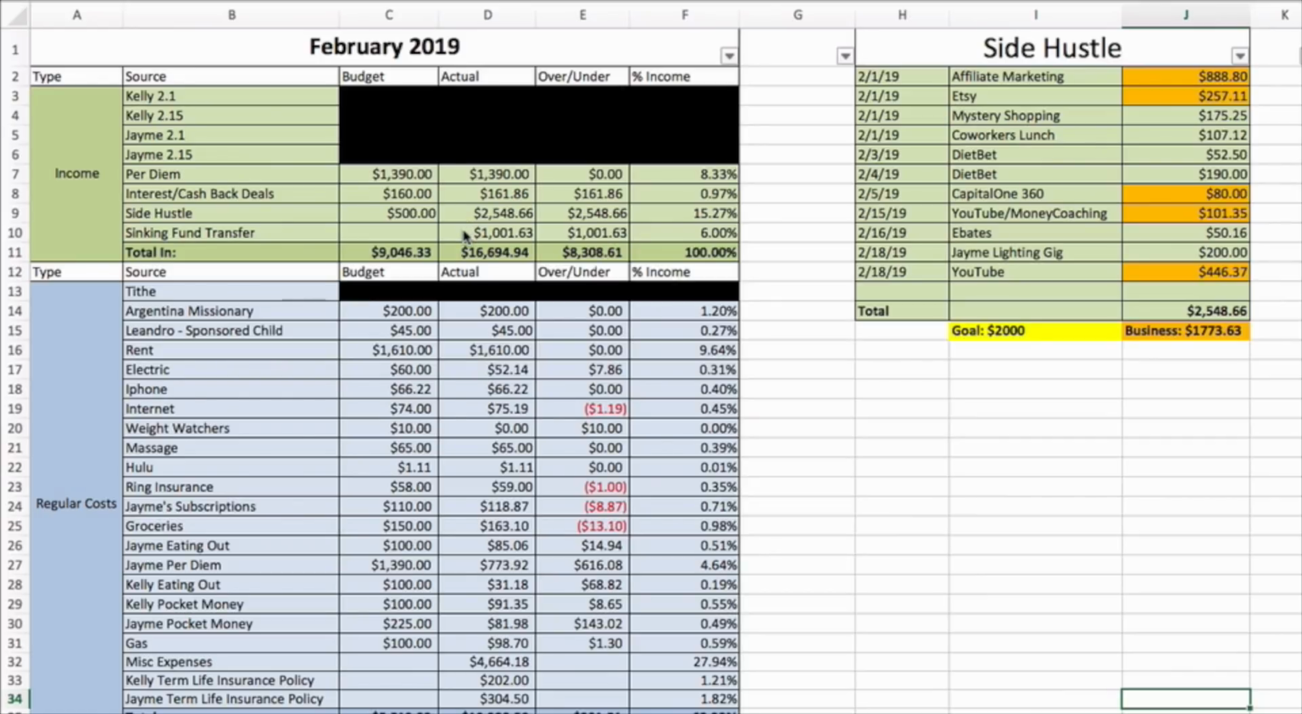Okay, so that side hustle, $2,548.66. And then it's sinking fund transfer. We're gonna get into this in a little bit, $1,001.63. So for a grand total this month, we brought in $16,694.94. It was an incredible month.